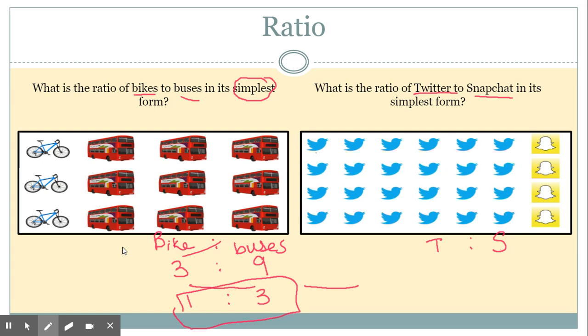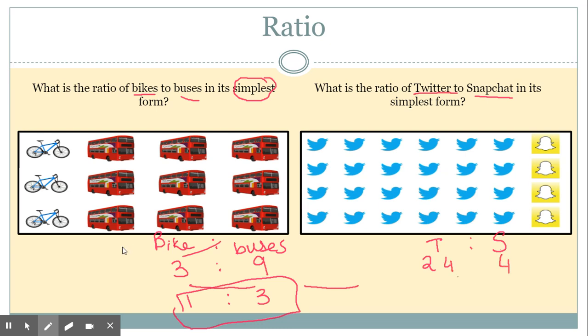So Twitter is 1, 2, 3, 4, 5, 6, 7, 8, 9, 10, 11, 12, 13, 14, 15, 16, 17, 18, 19, 20, 21, 22, 23, 24. So to double check, 4 on this side, 1, 2, 3, 4, 5, 6, 4 times 6 is 24. And Snapchat is 4.